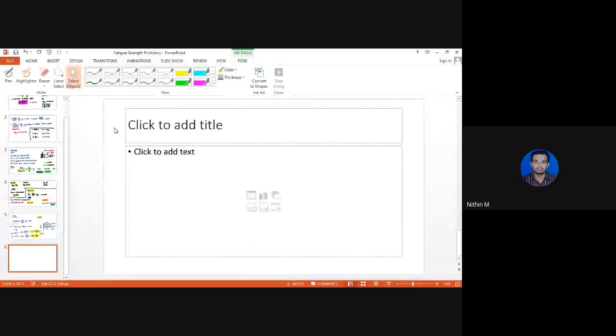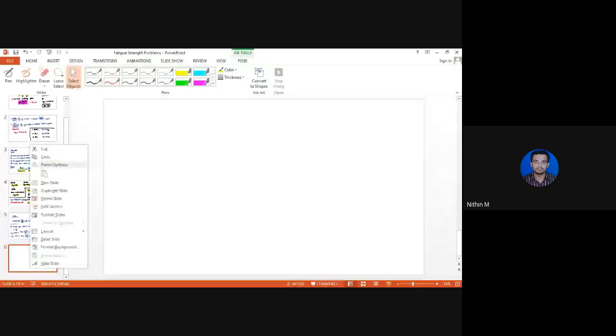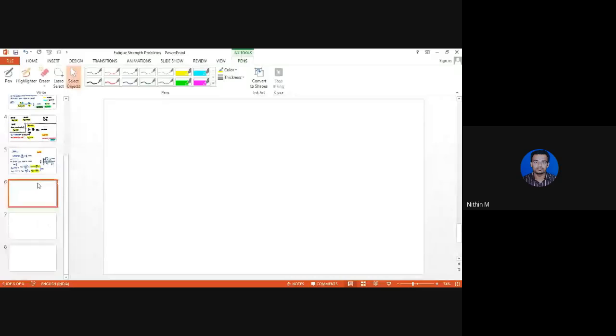So now once the values of sigma max and sigma minimum are known, we can calculate the mean stress and stress amplitude, right? So how do we determine the value of sigma m, that is mean stress? Mean stress in the component is given by sigma m is equal to sigma max plus sigma minimum by 2.